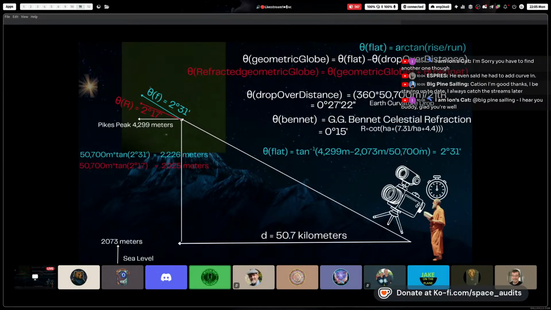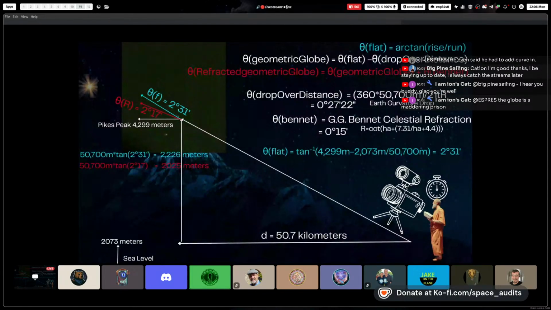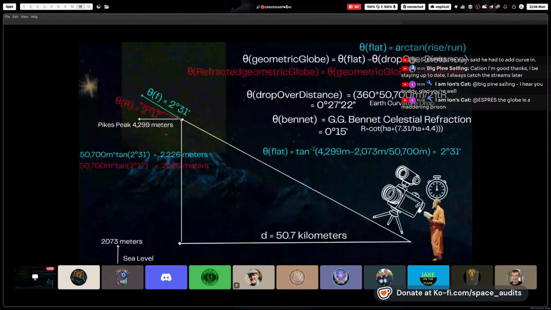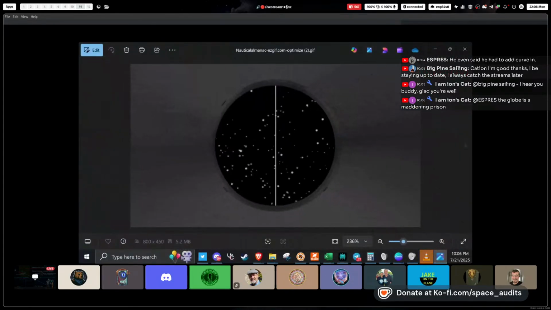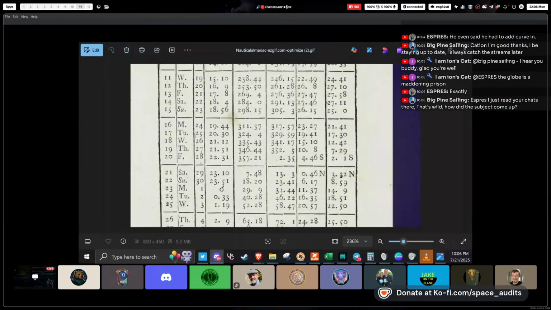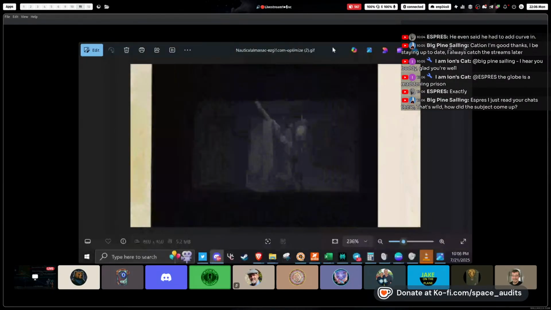Okay, so how do you know the elevation angle to the star from the peak? Time. Are you using Stellarium? Yes, and referencing time. What is that elevation angle? 2 degrees 31 minutes. That's with refraction turned on, correct? No, it's off. Refraction off from the peak, the elevation angle is 2 degrees and 31 minutes.